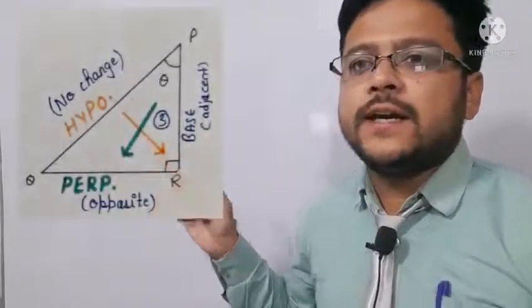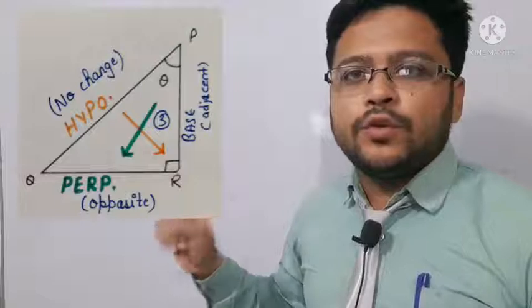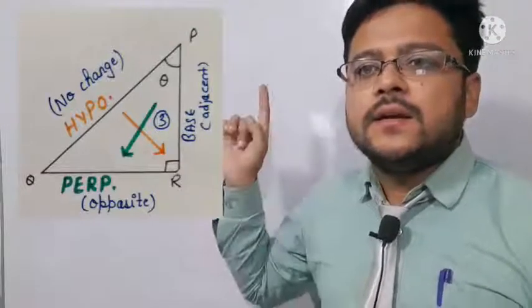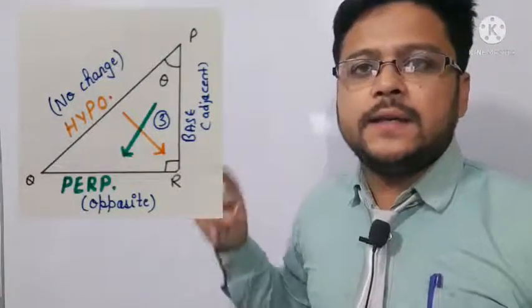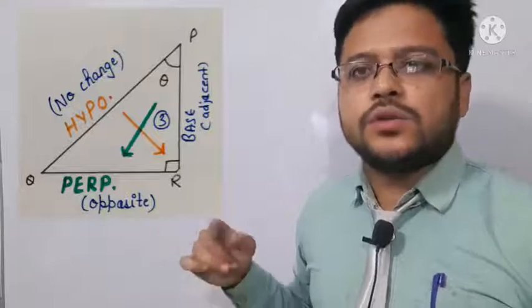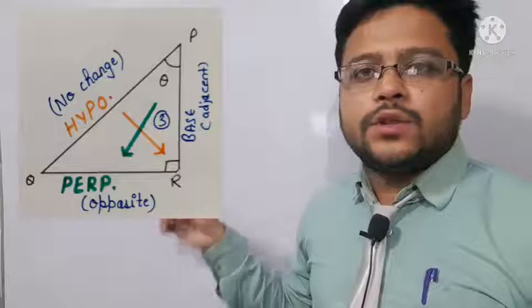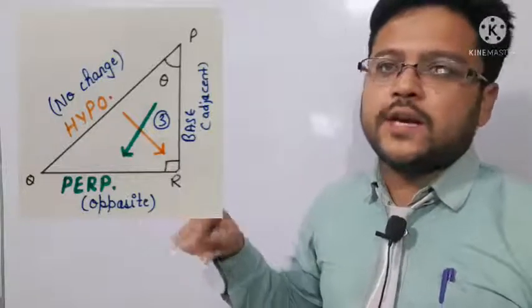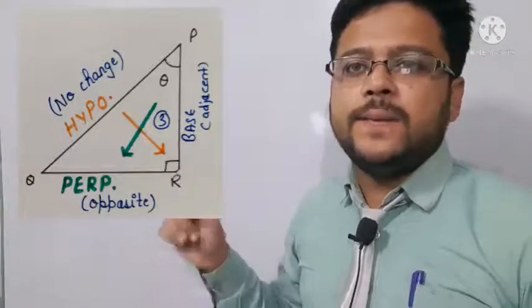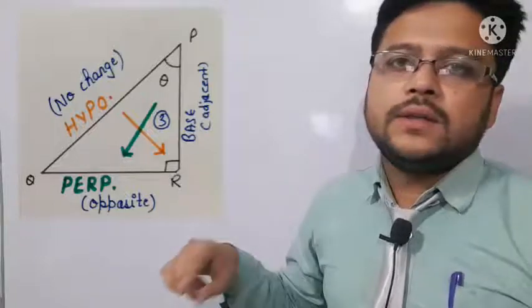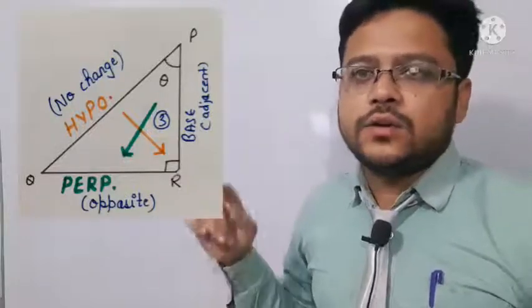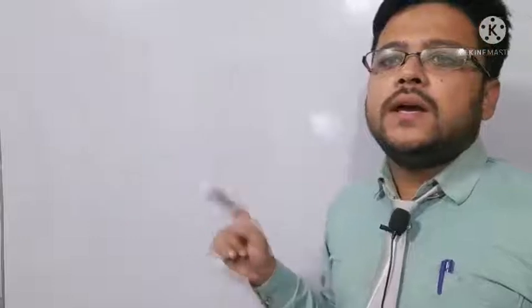Now for better explanation, look at figure number 3. In figure number 3, theta is on P and the side opposite to theta is QR. QR is the perpendicular, which is also called opposite, and the side opposite to the right angle, the side opposite to R, is the hypotenuse. The hypotenuse cannot be changed. Either theta is on P or on Q, the hypotenuse does not change. Here one more thing, theta is generally an acute angle.